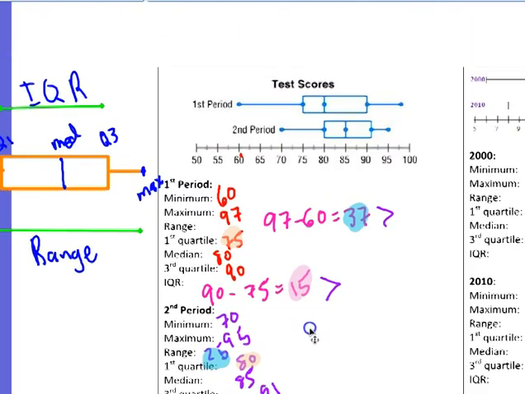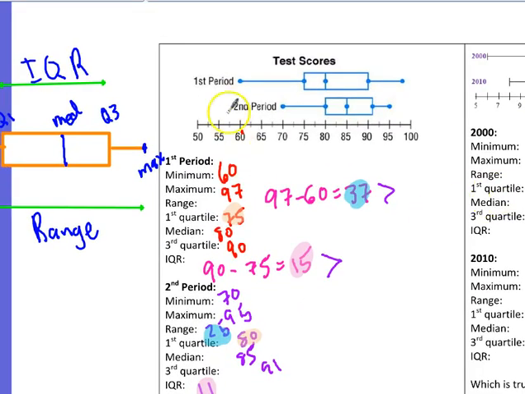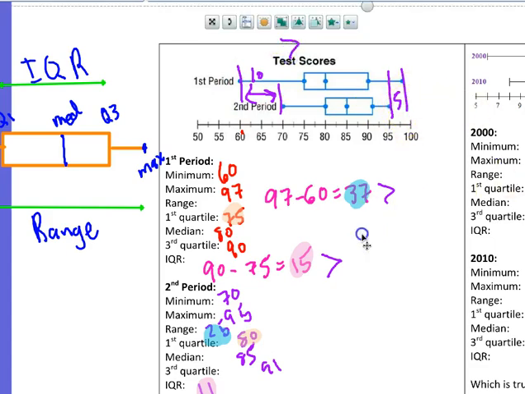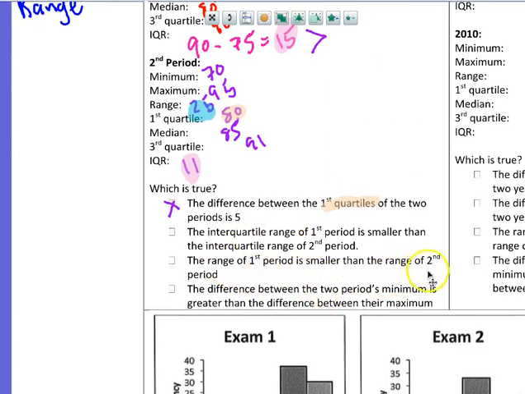And now, the difference between the two periods' minimums is greater than the difference between their maximums. Okay, we're still comparing first period to second period. So I'm not saying the minimum is, I'm saying the difference between them. How far is the difference between their minimums? That's pretty big. That's about 10. And then here's the difference between their maximums. That's not very big. That's about 5. So the difference between the two periods' minimums is greater than the difference between their maximums. True. Okay?